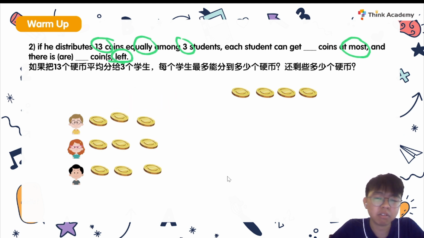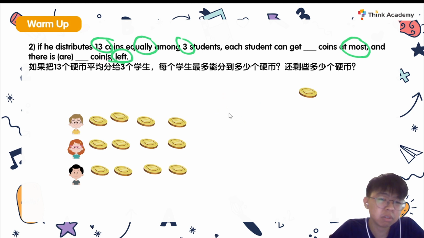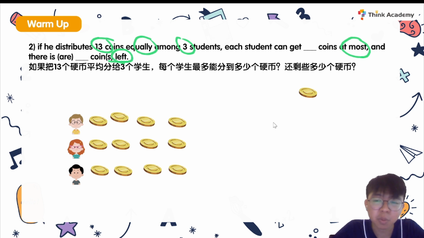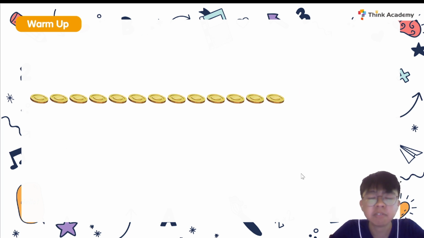How about now? We have 4 coins here. Can we continue to divide them? Yes, we can divide them one more time, right? 1, 2, and 3. How about now? Can we continue? No, right? Because it is not fair if we continue to divide them for you guys. So there will be 1 coin left here.